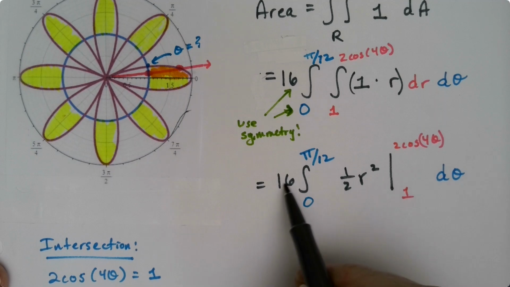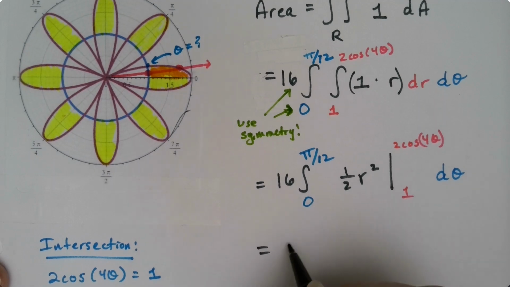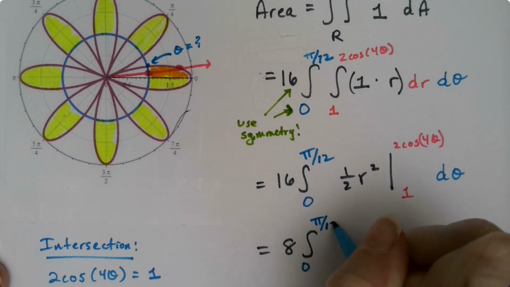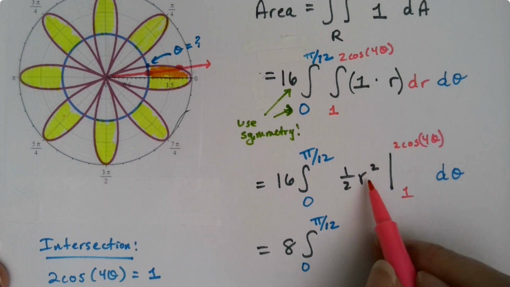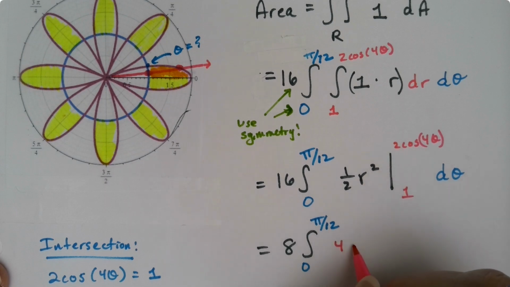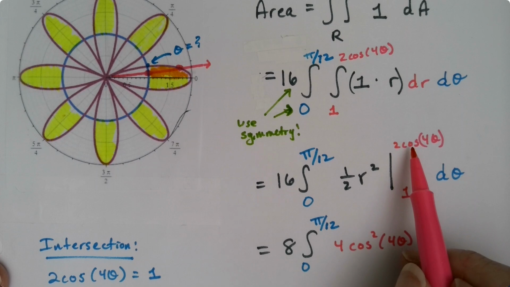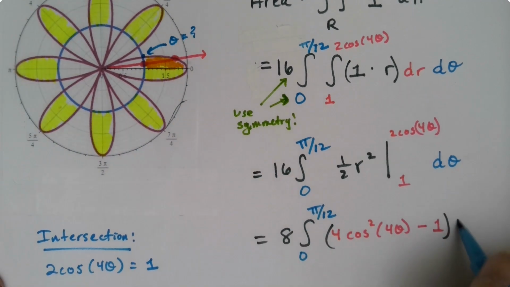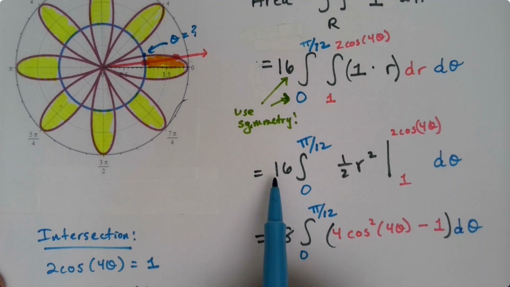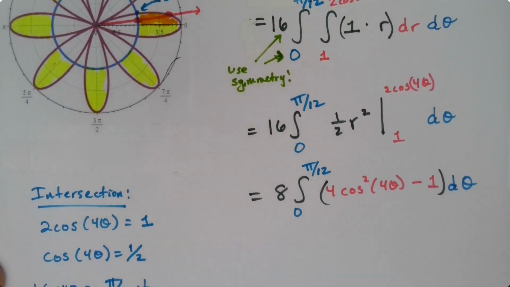All right, well, 16 and a half makes 8. So that's really 8 integral from 0 to pi over 12. And then I'm just going to plug in this. So that's 4, because 2 squared is 4. So 4 cosine squared of 4 theta. Right, you square the 2 and you square the cosine, not the 4 theta. That's an angle, so it just stays there. Minus 1 d theta. Right, remember the half got pulled out. The half came out over here. So that's why I'm not looking at the half. I'm only looking at the r squared.